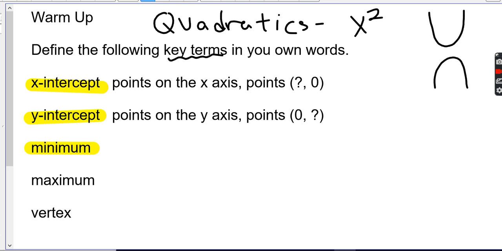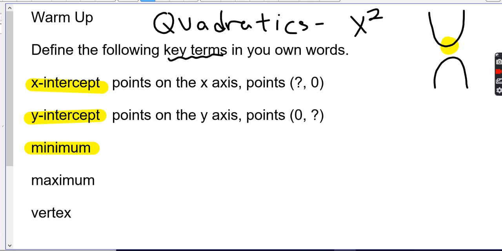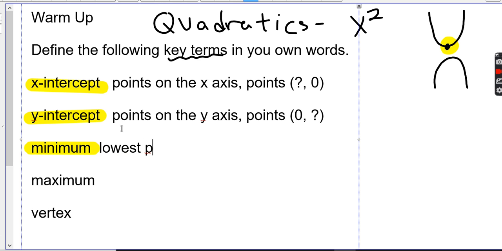So for example, we'll just use the ones right here. This happy face parabola here has a minimum point, and I intended to switch that to a pen, make a little dot, and somehow I got this big highlighter mark. Okay, so the minimum point is the lowest point on the graph.